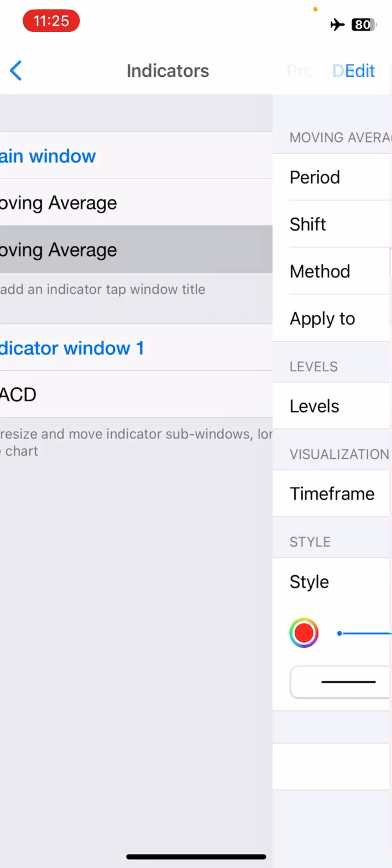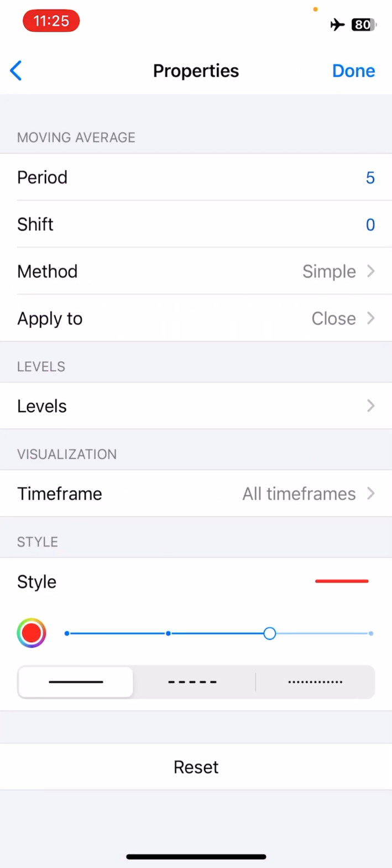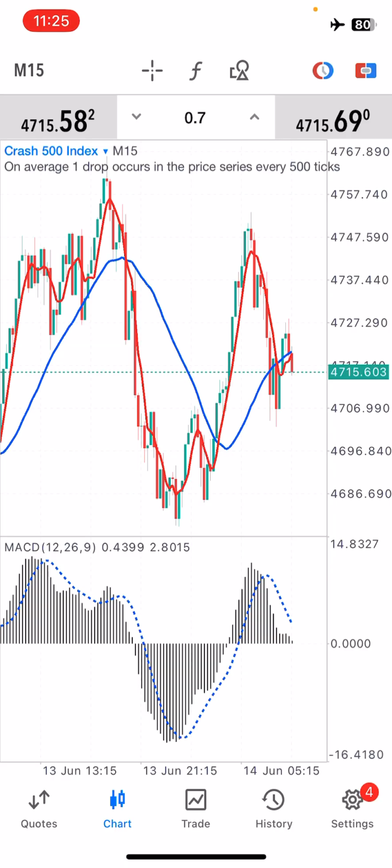The other moving average is of period 5. The shift is 0. The method is simple again, apply to close, all time frames on the visualization, and the color is red. So our red line is the moving average of period 5, and our blue line is the moving average of period 30.